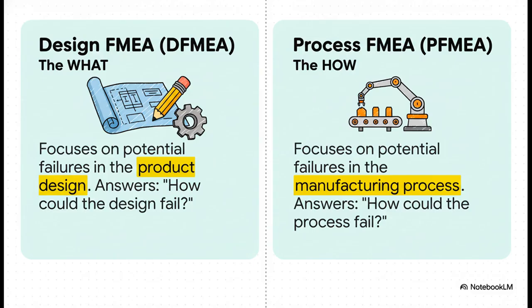And FMEA basically comes in two main flavors. You've got design FMEA, which is all about looking for flaws in the product itself. The blueprints, the materials, the code. Then you have process FMEA. That one's focused on how the product is actually made, the assembly line, the tools, any human steps involved. So one is about the what, and the other is about the how.